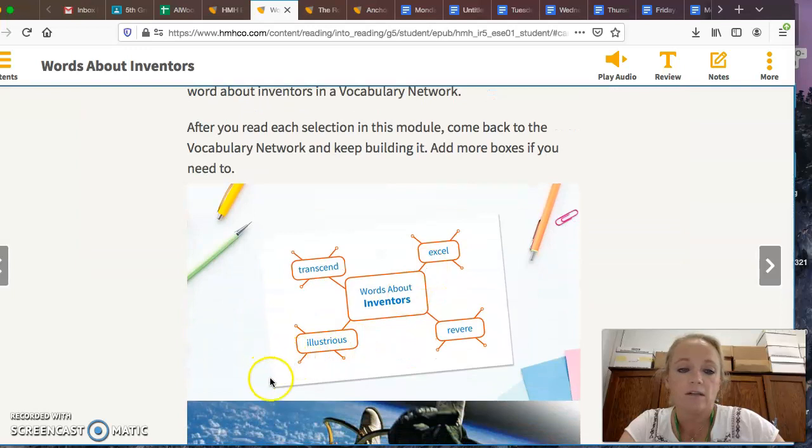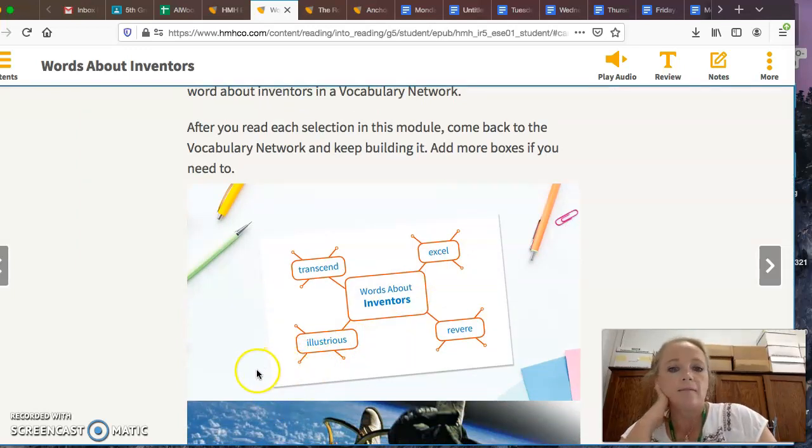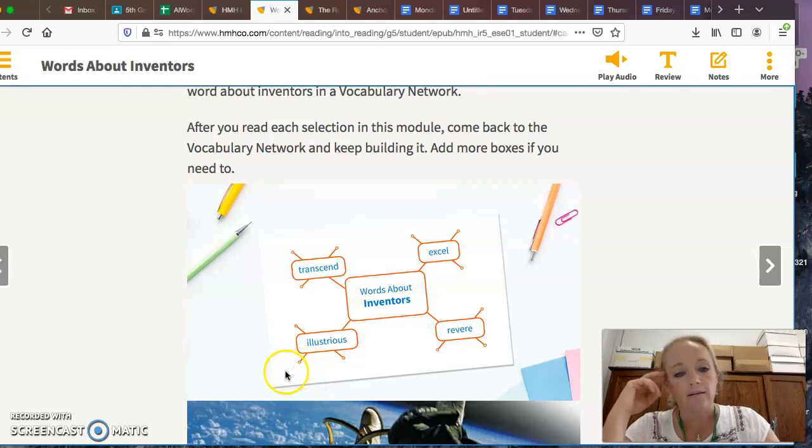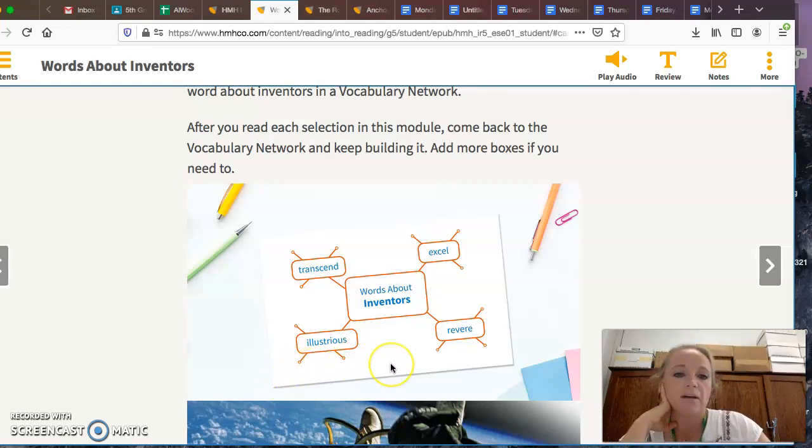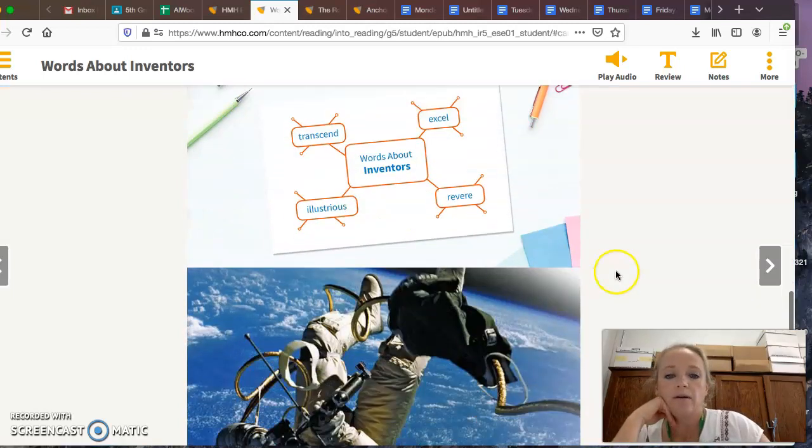So next to the boxes by illustrious, if you love basketball from the 1990s, you would put Michael Jordan in there because he was an illustrious ball player. And transcend is something you want to rise above. So something that was very difficult for you, you could put in the box to remind you that you were able to transcend it or rise above it.